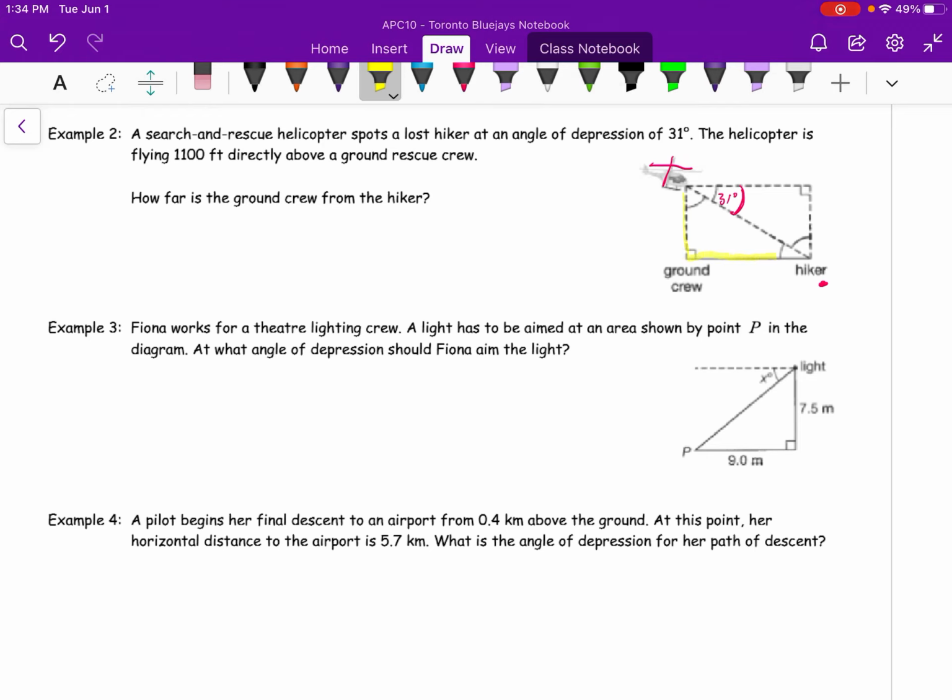Now, if you're taking a look at this shape here, you may recognize that it is in fact a rectangle. And you can exploit the fact that it's a rectangle. That is, this side is equal to this side. And you know that the helicopter is 1,100 feet above the ground. That implies that also this is 1,100 feet above the ground. So the distance I am outlining in green must be the same.